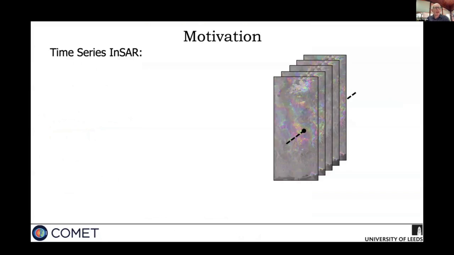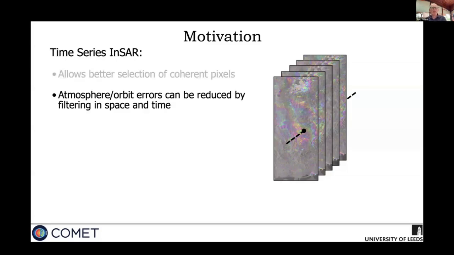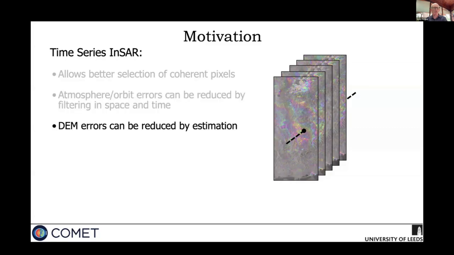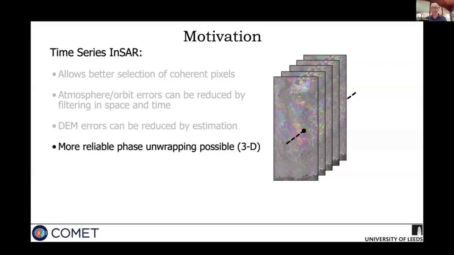So how can time series InSAR help with this? First of all, it allows us to select which of the pixels have better coherence, so we can get rid of a lot of the noisy pixels. And then we can also reduce other errors, such as these atmosphere or orbit errors, essentially through filtering. So we have a lot more data, we can start to reduce these signals by filtering. We can also reduce DEM errors. So for those of you that have been working with Sentinel data, DEM errors are not a huge issue because the orbital control is so good, but they can be, depending on what data set you're working with. The DEM errors can be quite large.